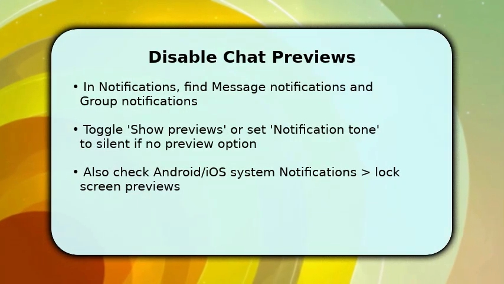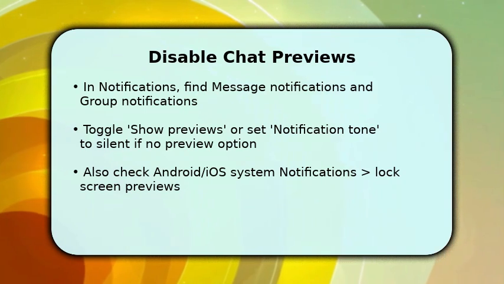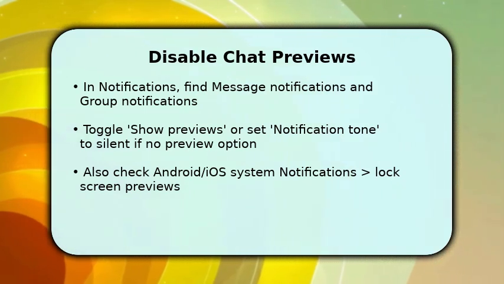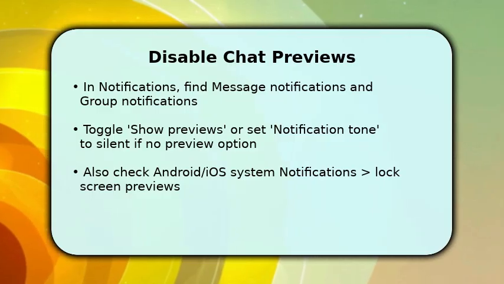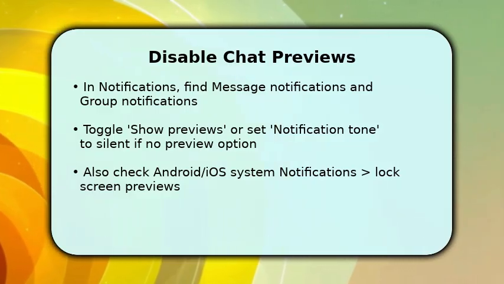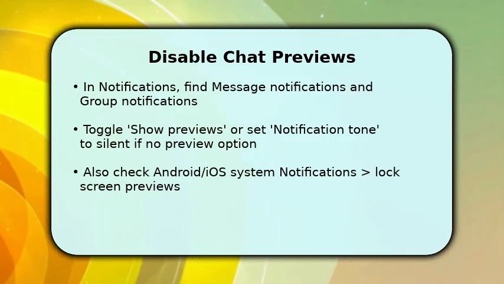You'll now remove the preview content. In Notifications, tap Message Notifications, then disable Show Previews or Set Preview to Never. This hides message text on the home screen. Do the same for group notifications so group chats don't reveal content.